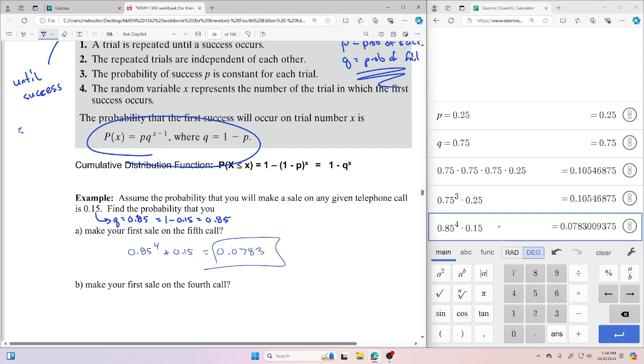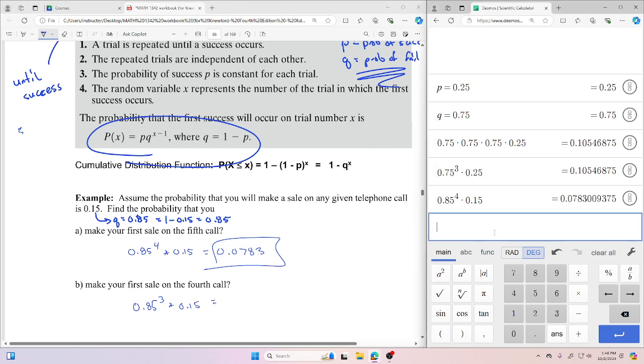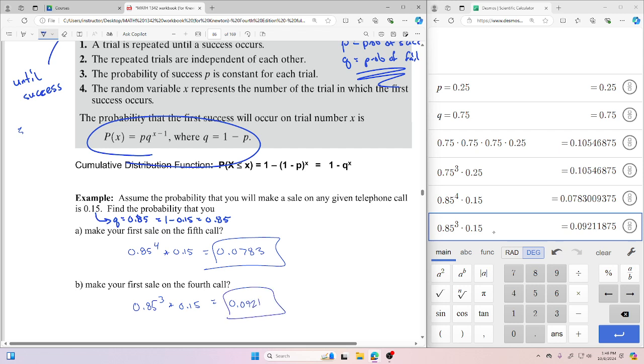It says, what about making your first sale on the 4th call? If you're selling something on the 4th, how many failures did you have? Exactly. So we have 3 failures, 1 success, calculator, and then we're done. This is why I'm using the Desmos on the side here, because it's really handy. You could use GeoGebra, of course. I just think that Desmos is more efficient, personally. Or any basic calculator will be fine.